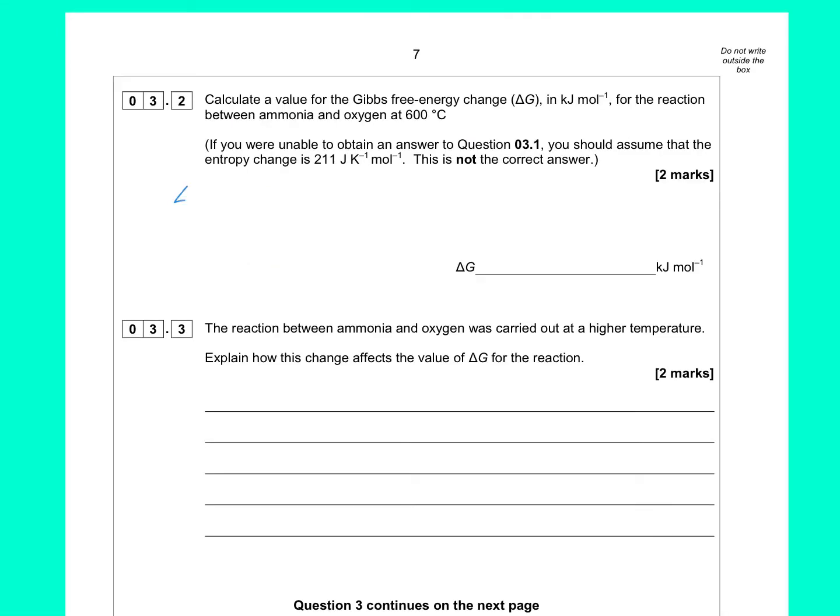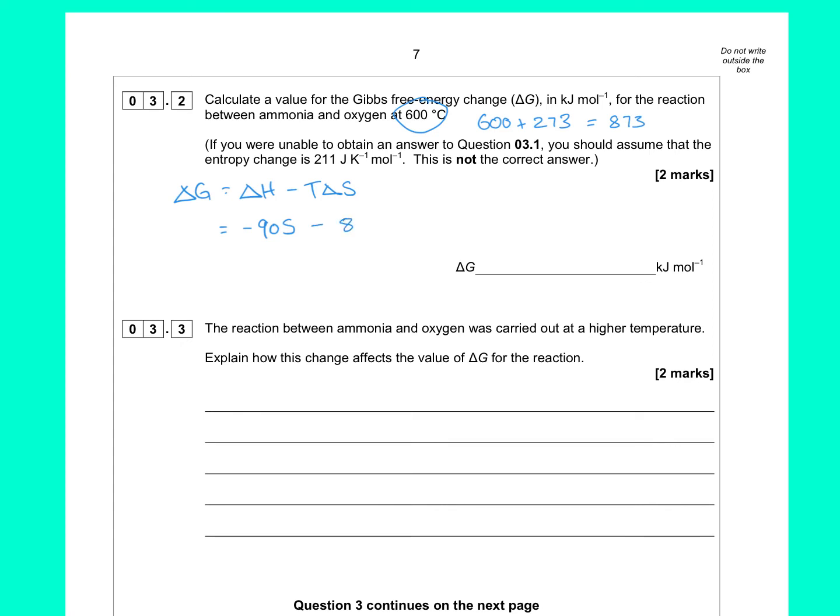So in part 2 of the question, we're asked to calculate the Gibbs free energy change using the entropy from the previous question. So you need to remember that delta G is equal to delta H minus T delta S. They never give you that in the question. And then fill in the information they've given you. So delta H was minus 905. The temperature they've given you is 600 degrees C, so we need to convert that into Kelvin. So add 273, that's 873.